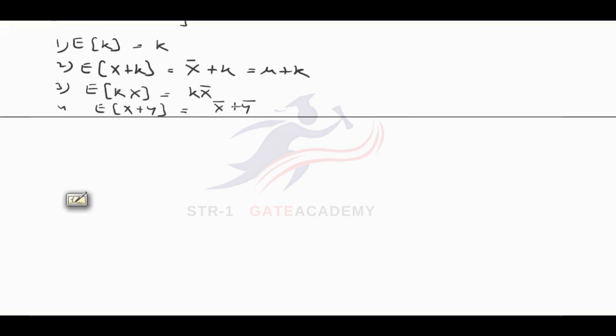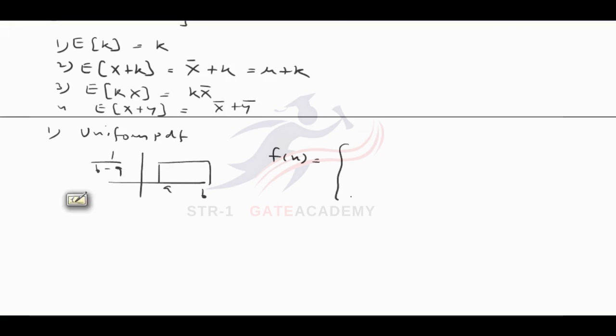Standard probability density function: first, uniform PDF. In the uniform PDF, I have a PDF over the range A to B, with height 1 by B minus A. f(x) is 1 upon B minus A for A to B, otherwise 0.